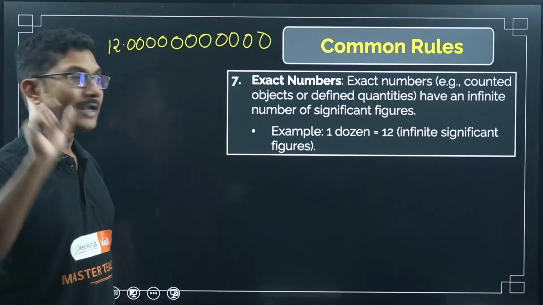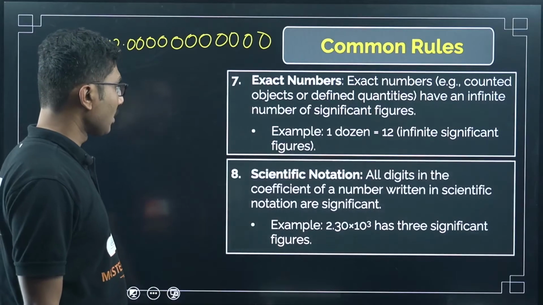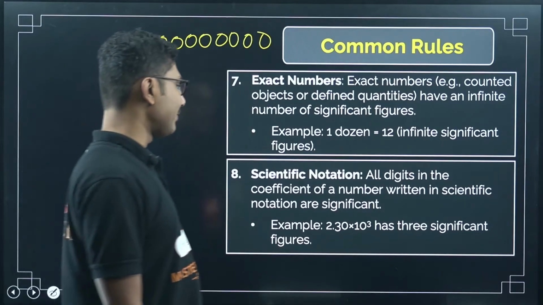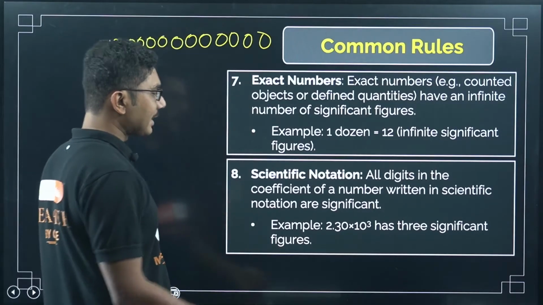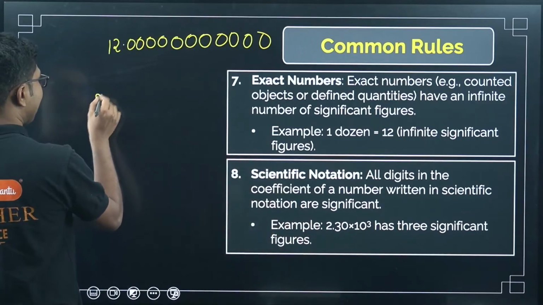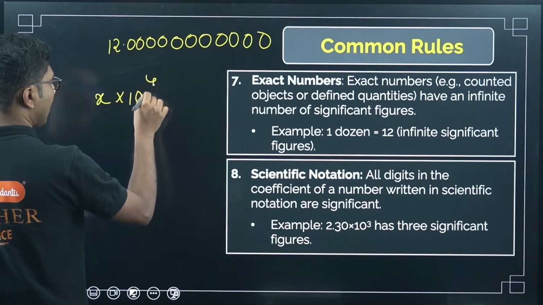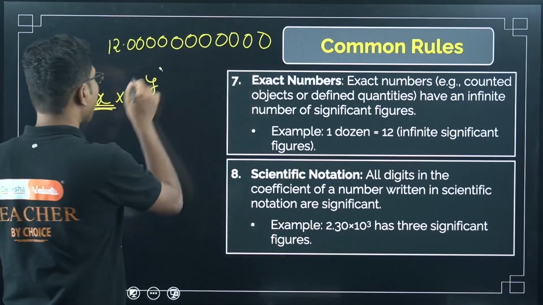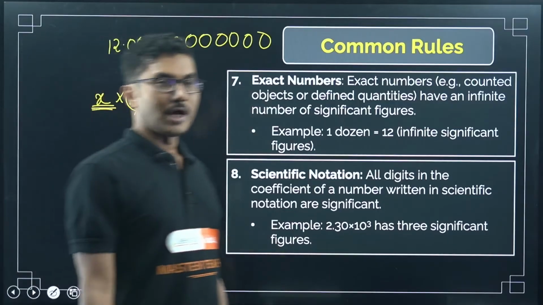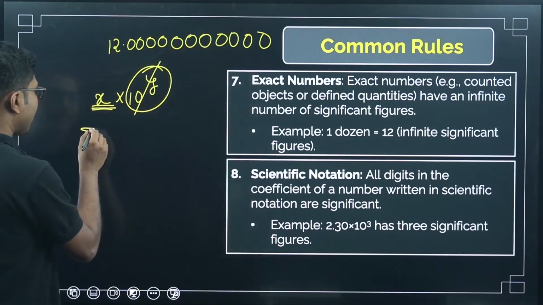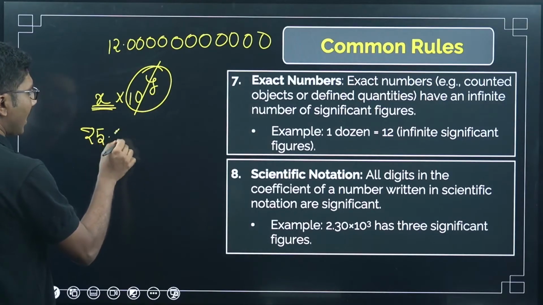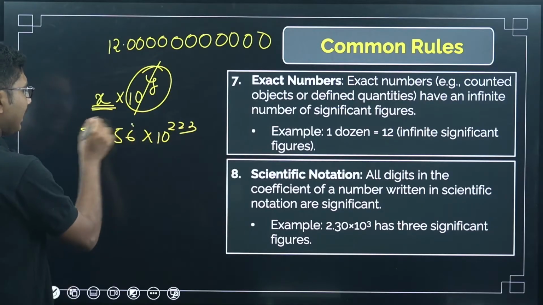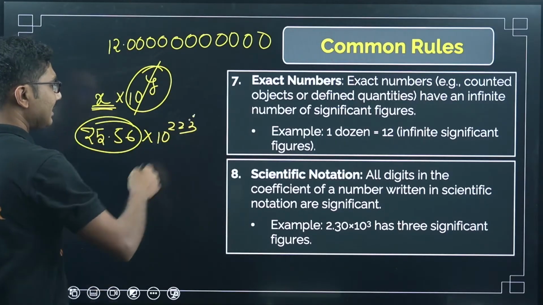They represent an exact value. Now, scientific notation: all digits in the coefficient of a number written in scientific notation are significant. So for example, if I write some number, x times 10 to the power of y, every digit in x is significant. The 10 to the power y is not significant. You have to remember that. So if I say 25.56 times 10 to the power of 223, only these digits are significant, these are not.